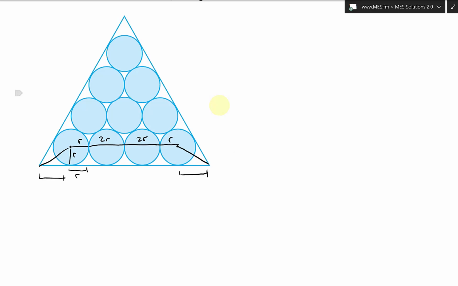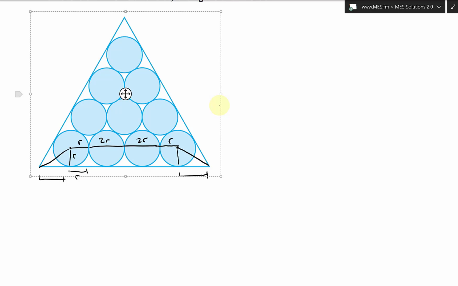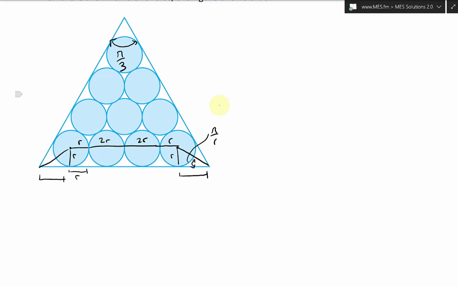And notice that if this is r, so this height is r, and this right here is an equilateral triangle, so this angle is pi over 3 or 60 degrees. So then this right here, you're dividing this in half. Again, everything's symmetric. So this one has to be right here. This is pi over 6.